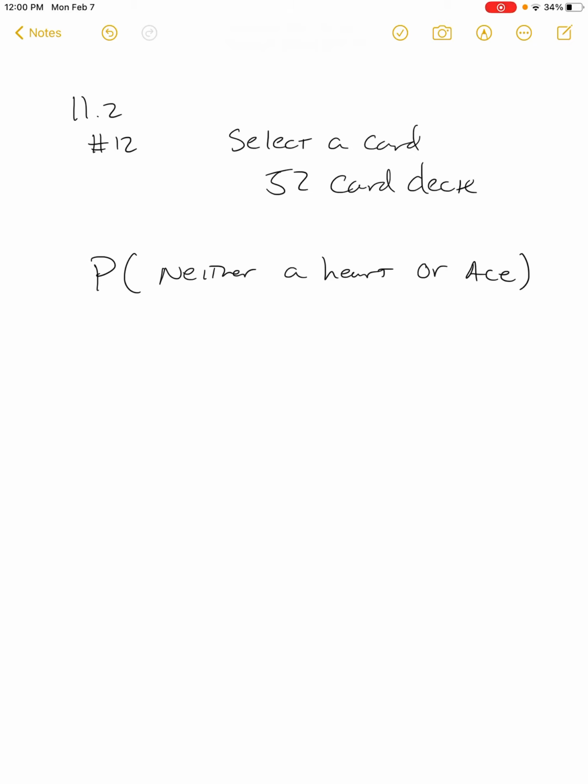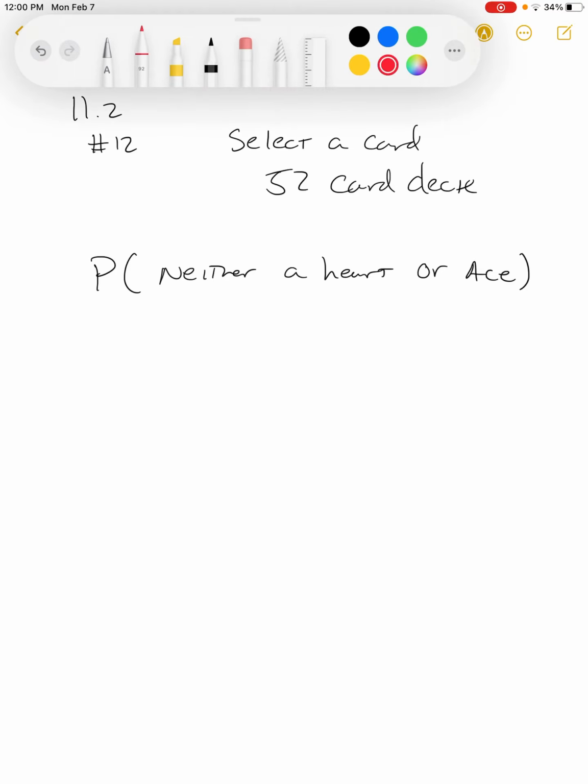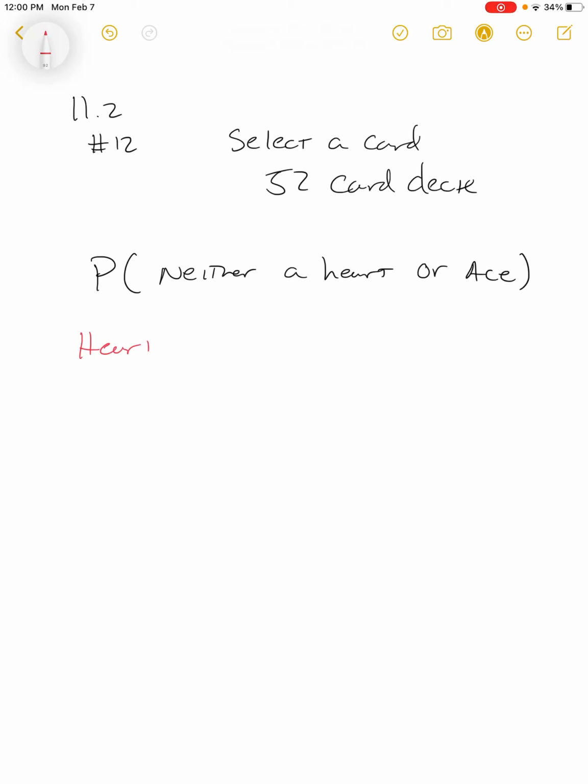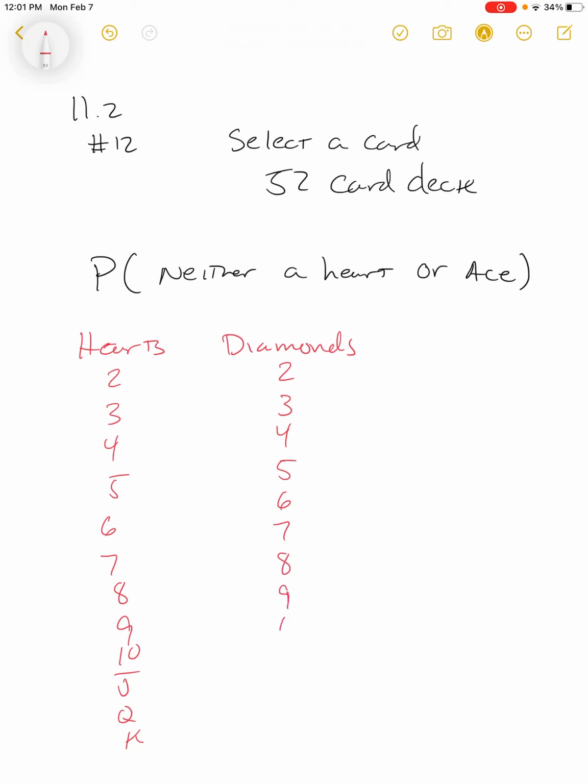see the space. So as you know, there are hearts, there are diamonds, and within the hearts and diamonds, there are the cards 2, 3, 4, 5, 6, 7, 8, 9, 10, Jack, Queen, King. And same with the diamonds: 2, 3, 4, 5, 6, 7, 8, 9, 10, Jack, Queen, King.